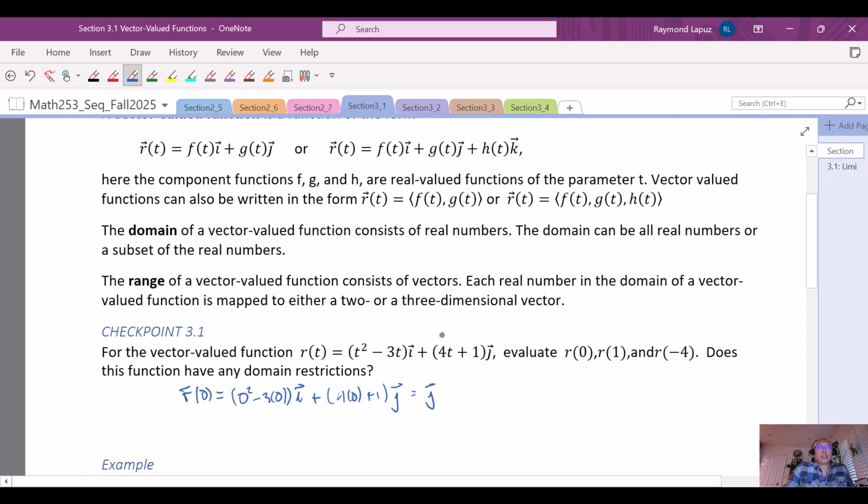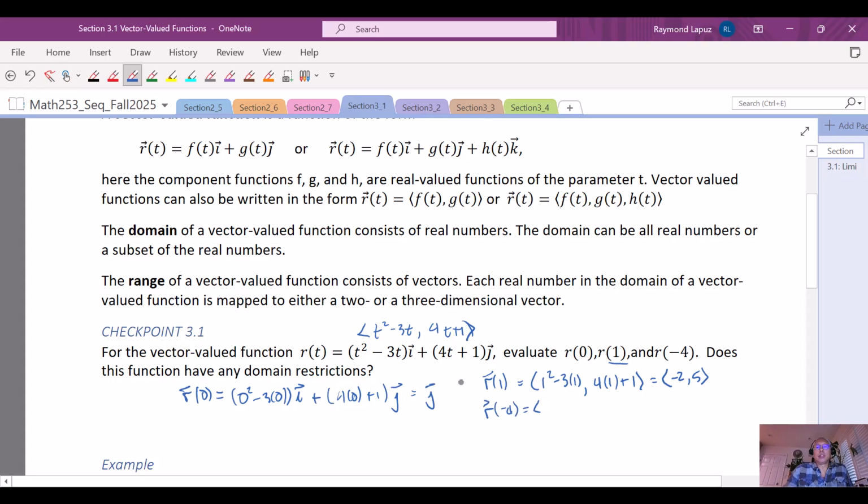We can also write this vector-valued function as a vector with angle brackets. So t squared minus 3t, comma 4t plus 1. So let's do the next problem where we find r of 1, and that's going to be 1 squared minus 3 times 1, comma 4 times 1 plus 1. So this is going to be -2, comma 5. All right. So we get the idea.